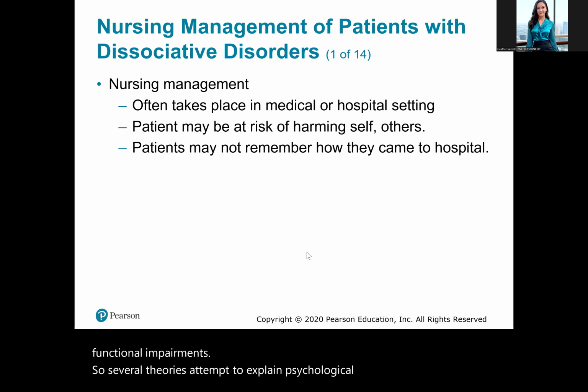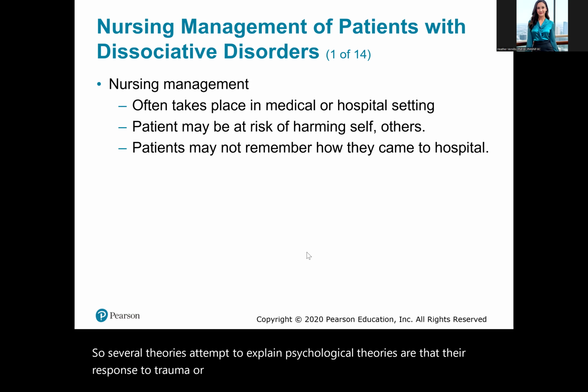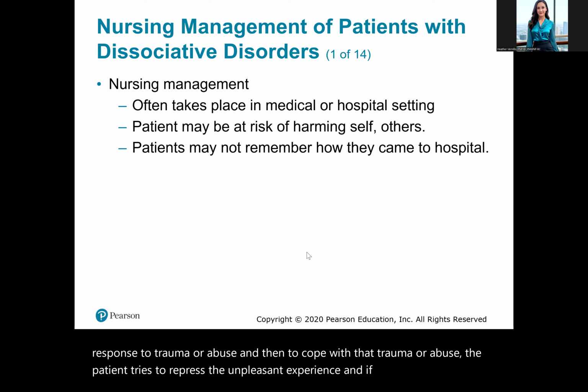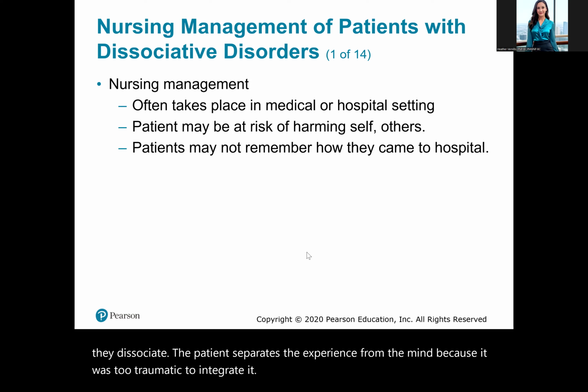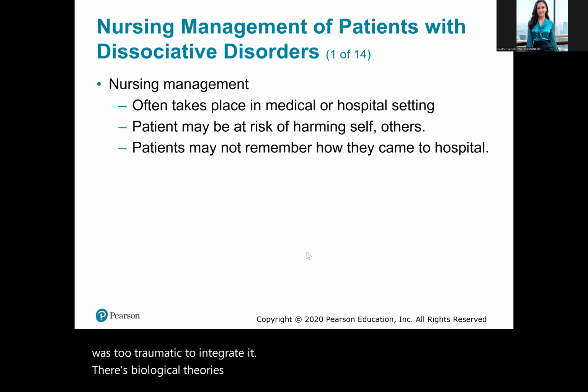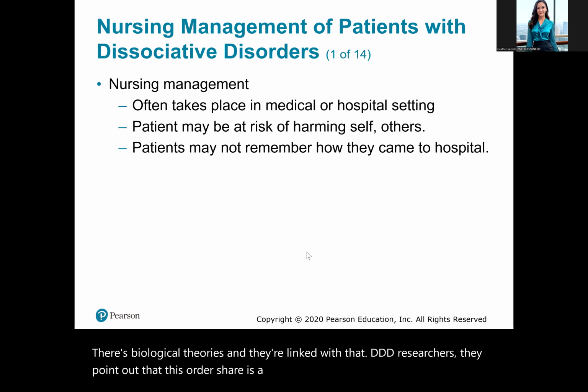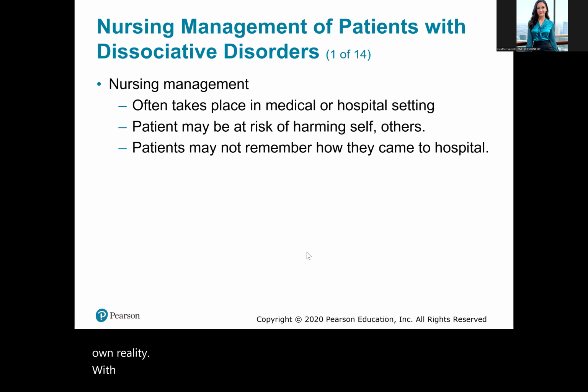Psychological theories are that they're a response to trauma or abuse, and to cope with that trauma or abuse, the patient tries to repress the unpleasant experience. If that repression fails, they dissociate. The patient separates the experience from the mind because it was too traumatic to integrate. There are biological theories, linked with DDD. Researchers point out that this disorder shares a key symptom, the sense of loss of one's own reality, with certain neurological disorders like epilepsy or brain tumors.